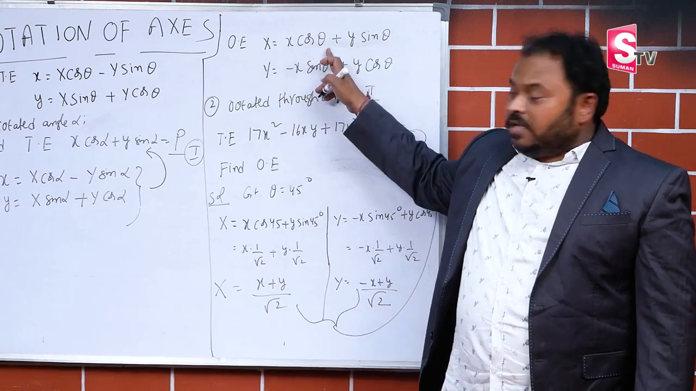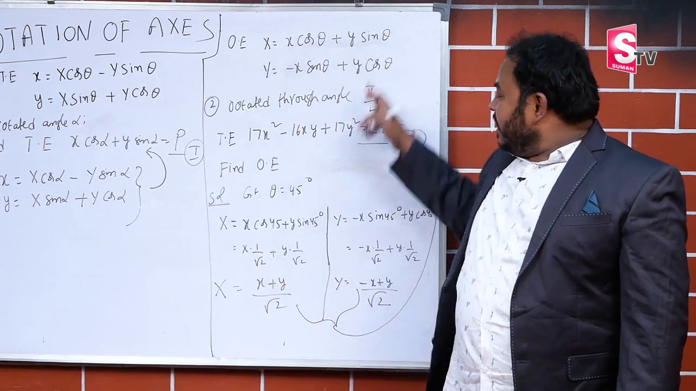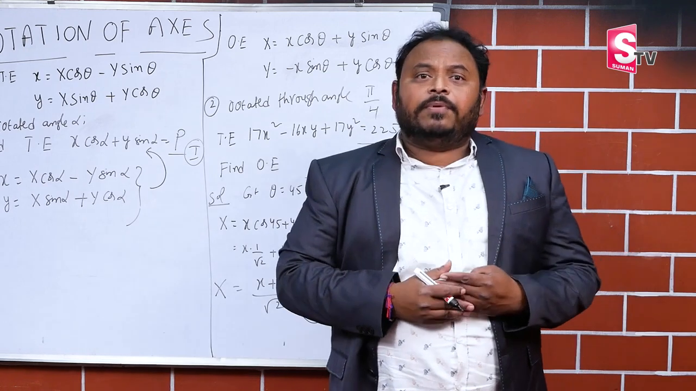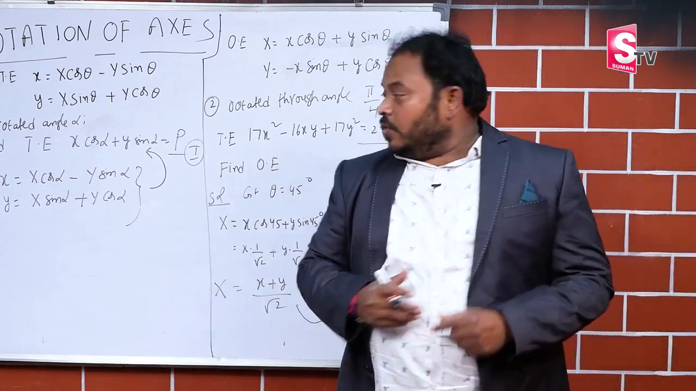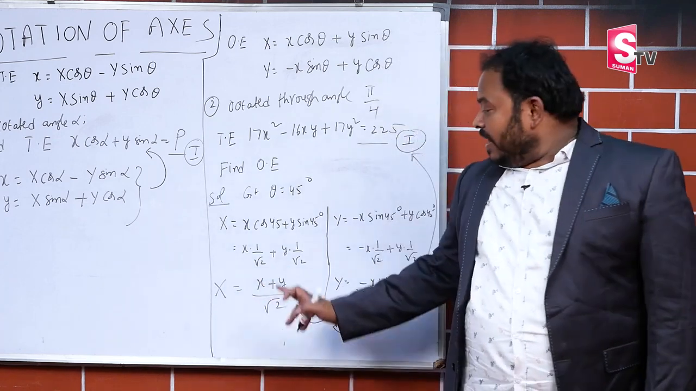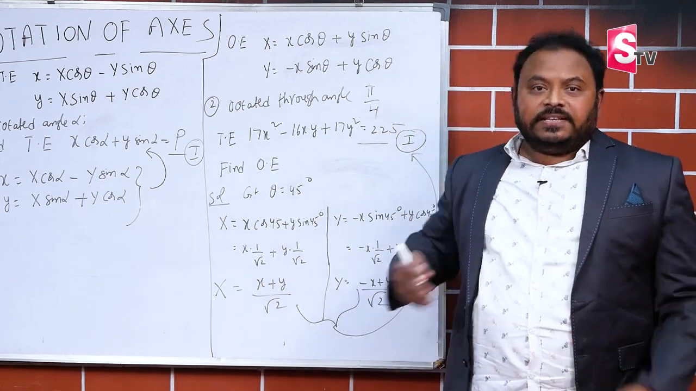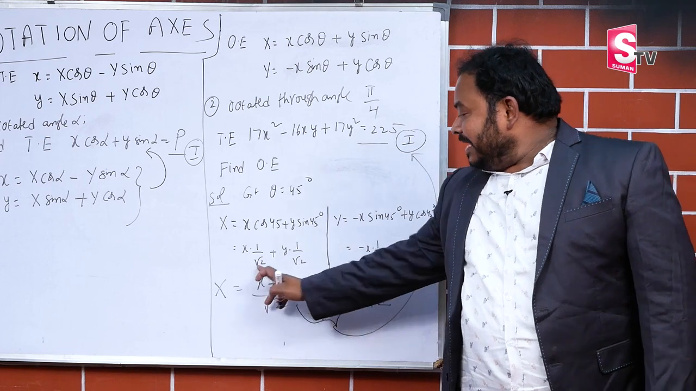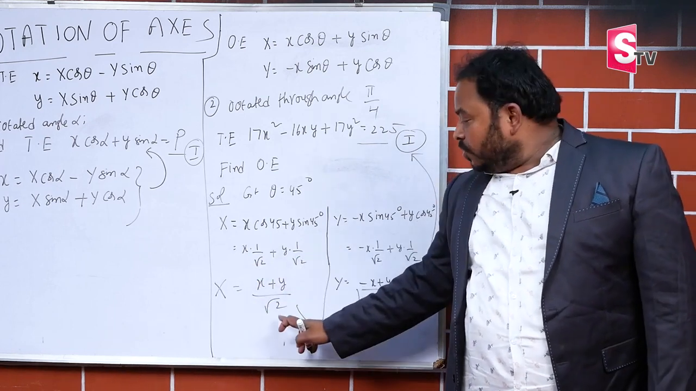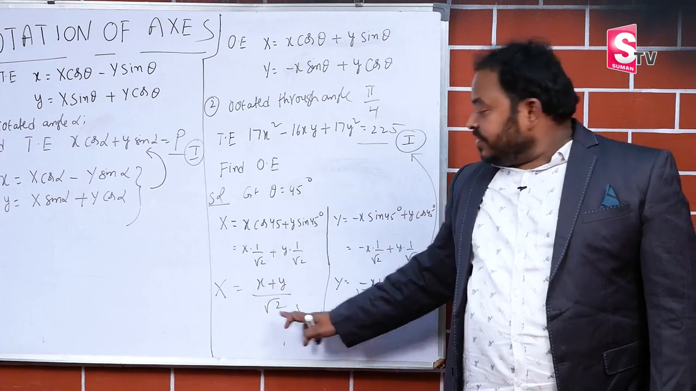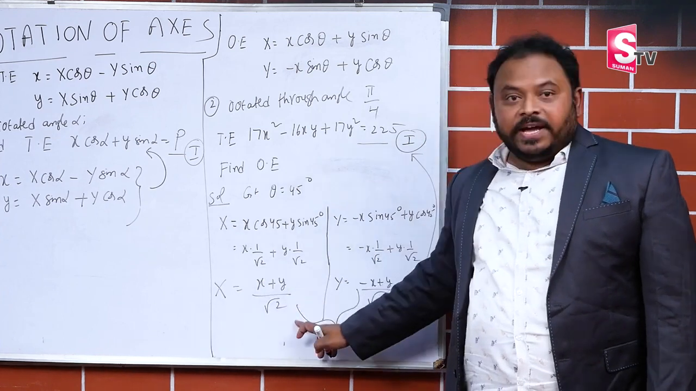X into cos 45 degrees plus y into sin 45. We know the table from the trigonometry. Theta is equal to 45. Sin 45 value is 1 by root 2. Cos 45 is the same, 1 by root 2 only. Take the LCM here, root 2 root 2, LCM is root 2 only. Therefore capital X is equal to x plus y by root 2.